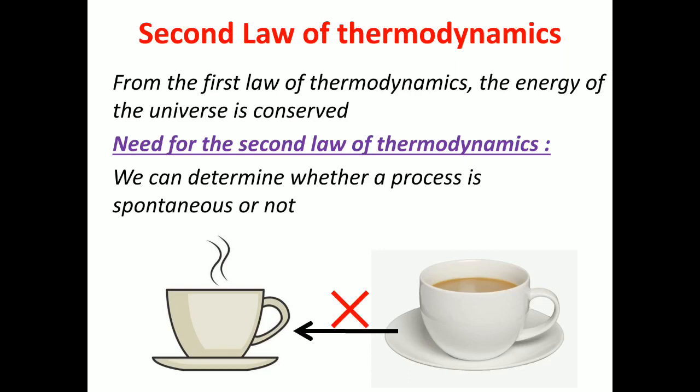However, according to the rules of energy conservation or the first law of thermodynamics, even the reverse process is possible because in both states the energy is the same. So, what is missing here? There must be one more law which governs the direction of a process, and that law is the second law of thermodynamics.